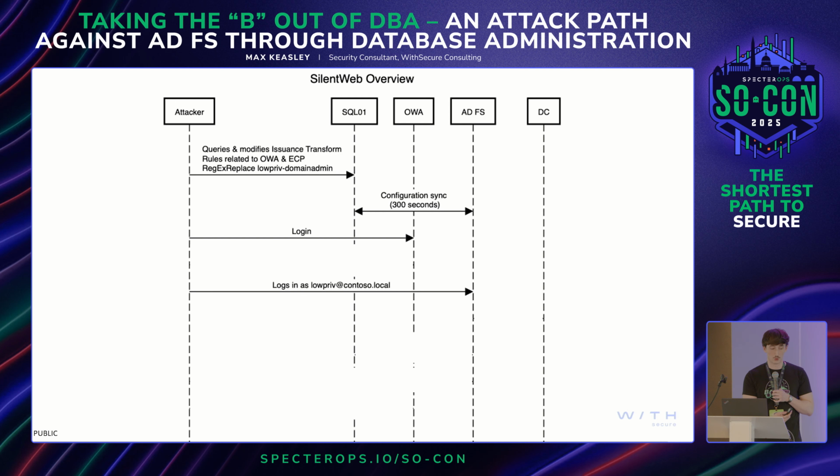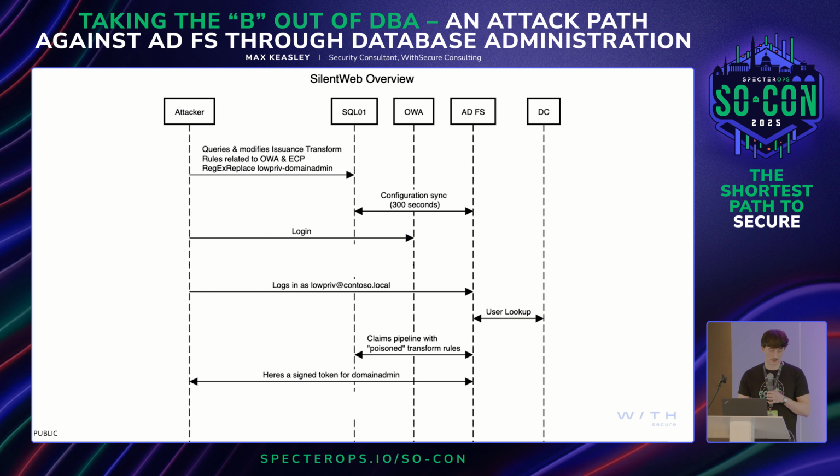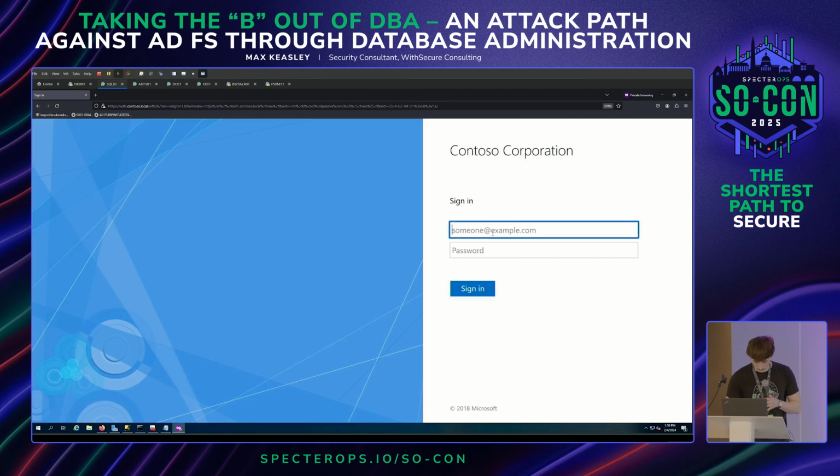They get redirected to ADFS. So they log in as lowpriv@contoso.local. ADFS does a user lookup for contoso.local. The claims pipeline with the poisoned transform rules gets processed. The user gets given a token for the domain administrator user with the UPN and the SID, and then they log into OWA as the domain administrator. Cool. I have a live demo.